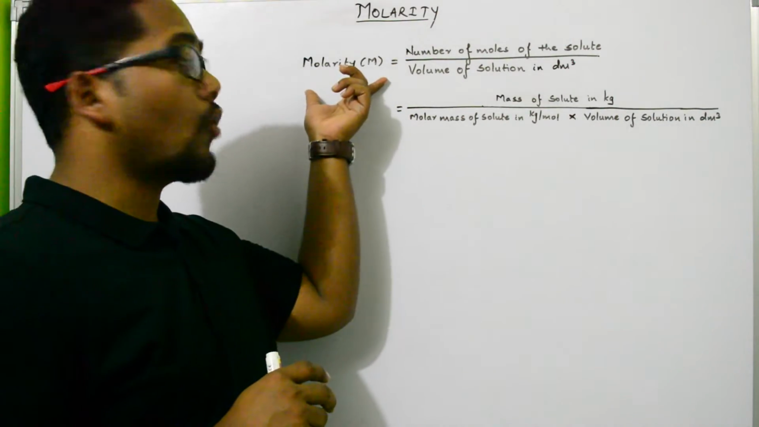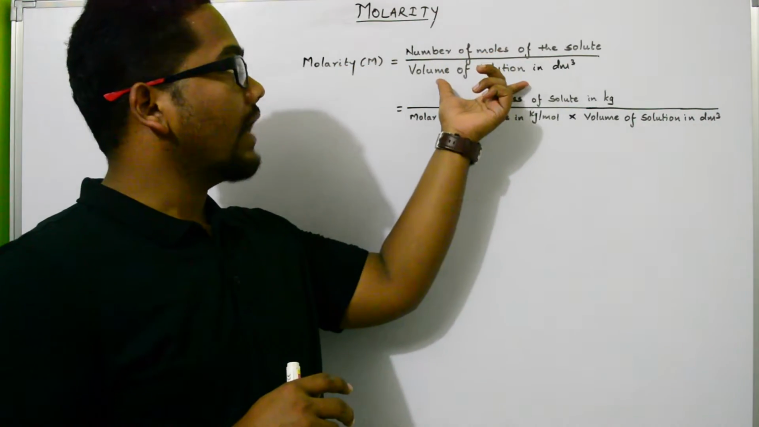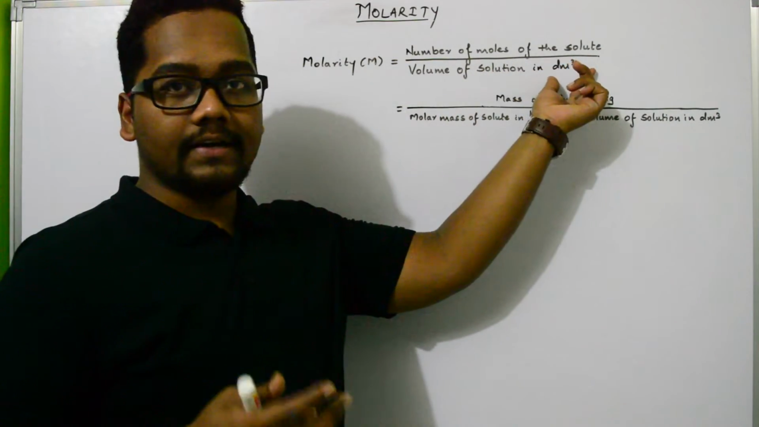So you can see the formula of molarity. Its formula is number of moles of solute divided by volume of solution in dm cube. Dm cube is nothing but liter.